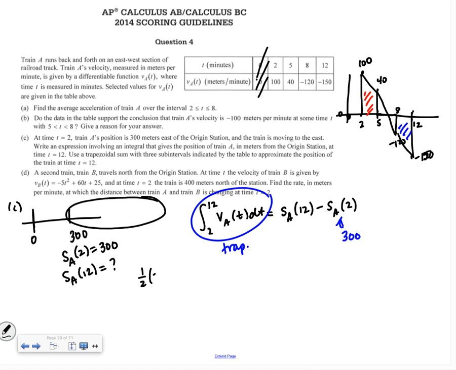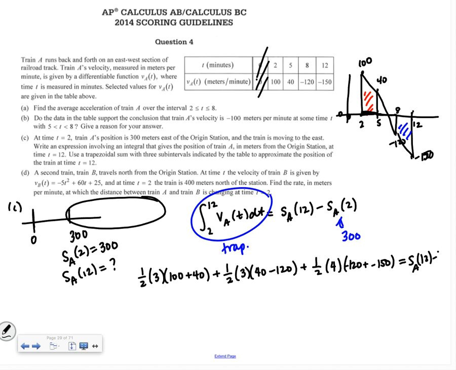So we're going to have 1/2, the width is 3, meaning I'm saying width, but it's really the height of the trapezoid. It's just on its side, right? This distance right here. And then we're going to have b1 plus b2, which is 100 plus 40. And this is all a non-calculator question, so it gets a little complicated. So 1/2 times 3 times (100 plus 40), plus 1/2 times 3 times (40 minus 120), plus 1/2 times 4 times (negative 120 plus negative 150), and all of that is equal to s sub A of 12 minus 300. And I find this. So like I said, a little complicated.